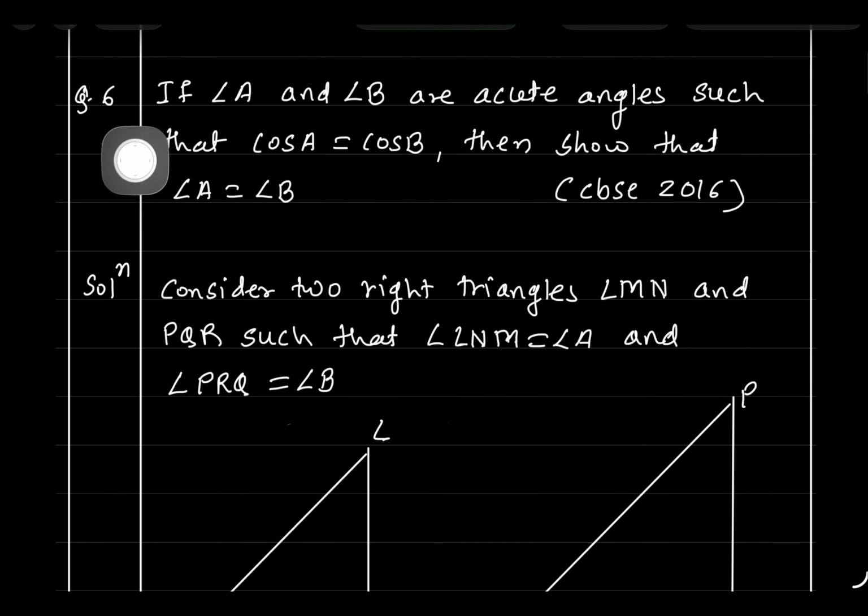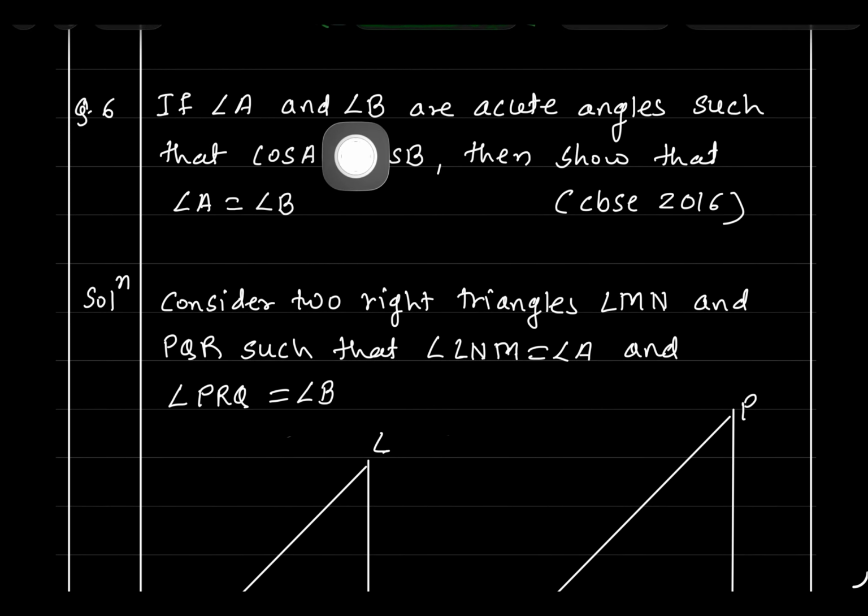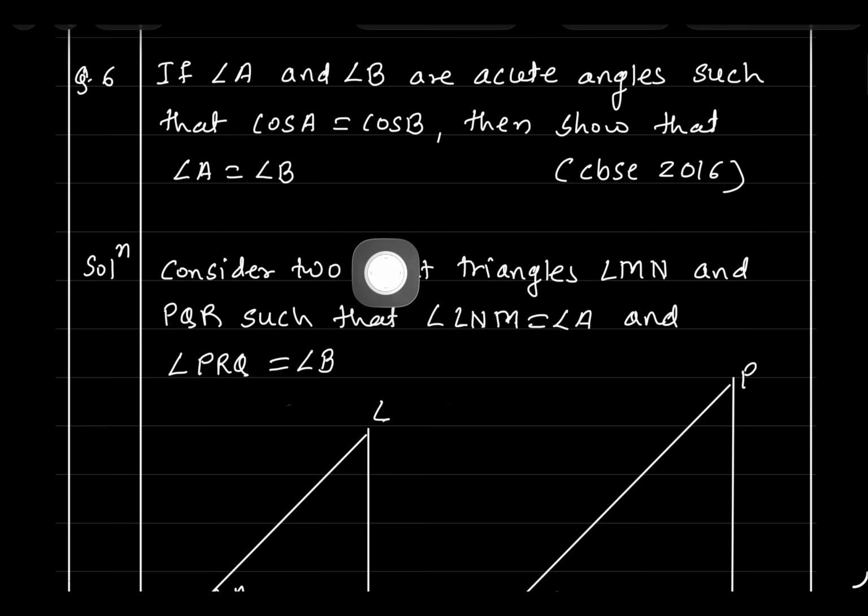Here question number 6: if angle A and angle B are acute angles such that cos A equal to cos B, then show that angle A equal to angle B. Here angle A and angle B are acute angles, but we are taking cos A equal to cos B. Only this is given, and we have to show that angle A equal to angle B. Means two different triangles are there. In one, angle A is there, and in another triangle, angle B is there.